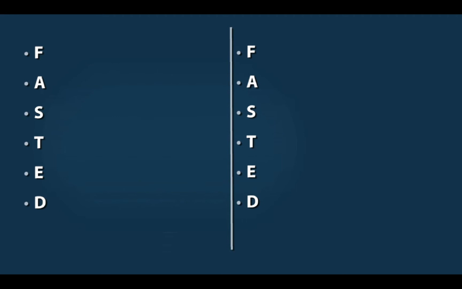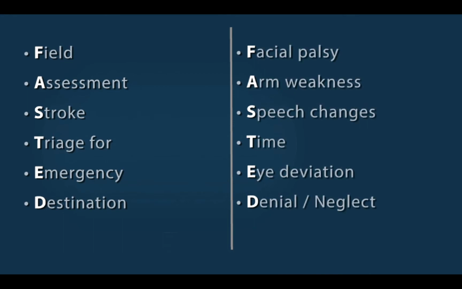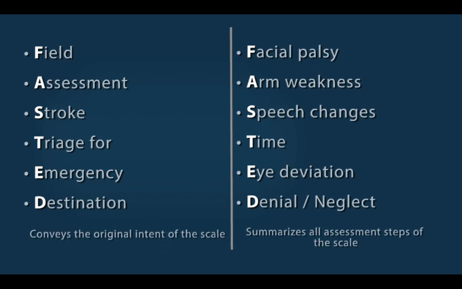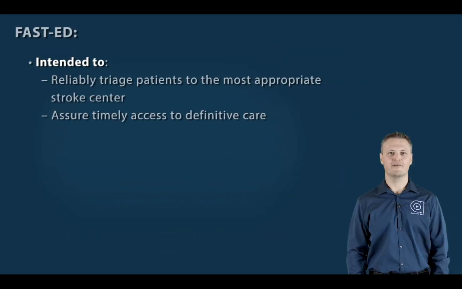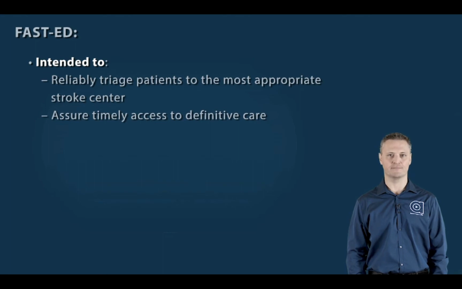FAST-ED is a double acronym, which stands for Field Assessment Stroke Triage for Emergency Destination, as well as Face, Arms, Speech, time, eye deviation, and denial neglect. The double acronym conveys the original intent of the scale, as well as summarizes all of the assessment steps associated with completing the scale. FAST-ED was created to reliably triage patients to the most appropriate stroke center in order to assure timely patient access to definitive care.